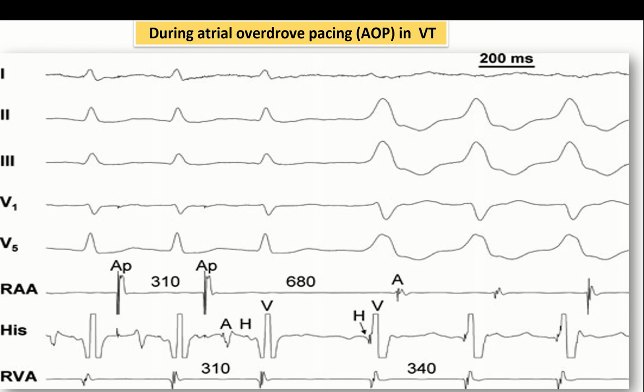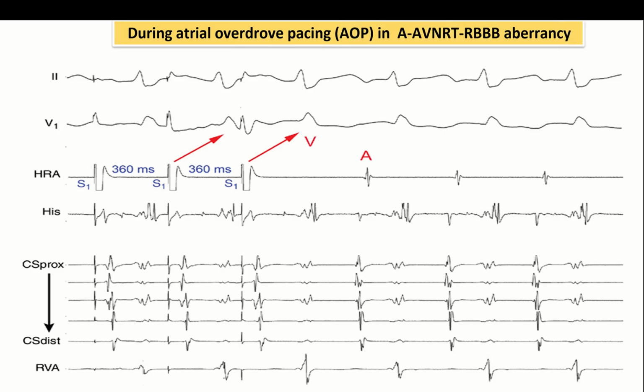Let's go for atrial overdrive pacing. Stop pacing. Response is AVVA response. Definitely it's VT. One more thing we can highlight, there is a change in QRS morphology between tachycardia and the pacing. Also, HV interval normalized when we start atrial overdrive pacing.